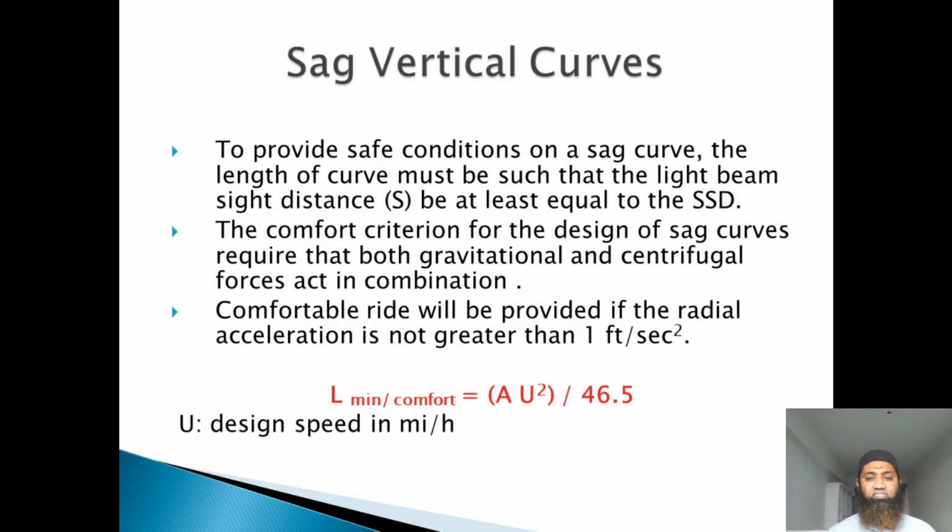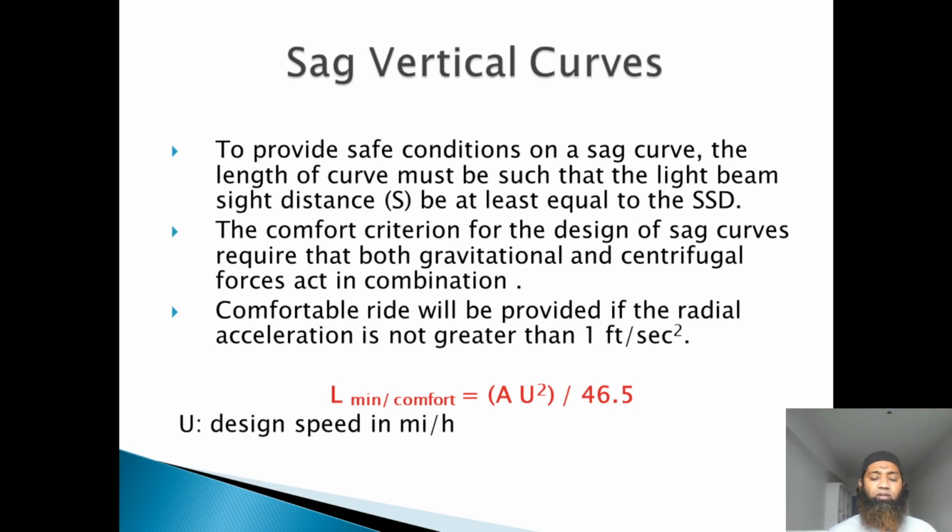Stopping sight distance. The comfort criteria for design of sag curves require that both gravitational and centrifugal forces act in combination. So how should it be provided? As we are moving downwards, some gravitational pull is there, and in the vehicle when it comes across some horizontal curve or some other curve, centrifugal force is also being created. So we have to come up with some design where all these forces are managed in combination.